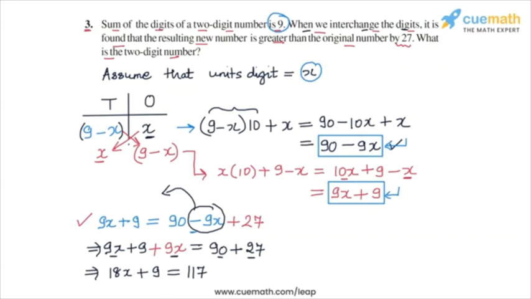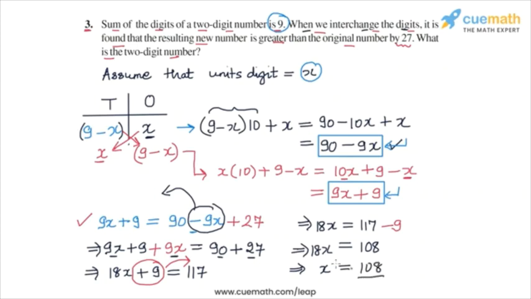117. Now we take this plus 9 and we transpose it to the right side so that it becomes minus 9. So we will get 18x is equal to 117 minus 9, and this is equal to 108. So we basically get 18x is equal to 108, and now we divide both sides of the equation by 18. So we get x is equal to 108 divided by 18. 108 by 18 is 6. So we get x is equal to 6.